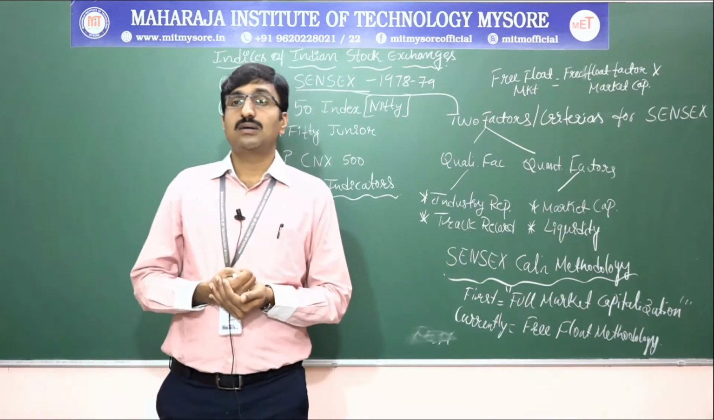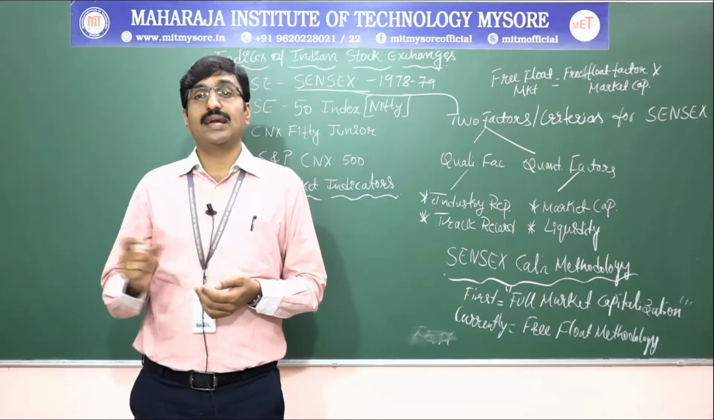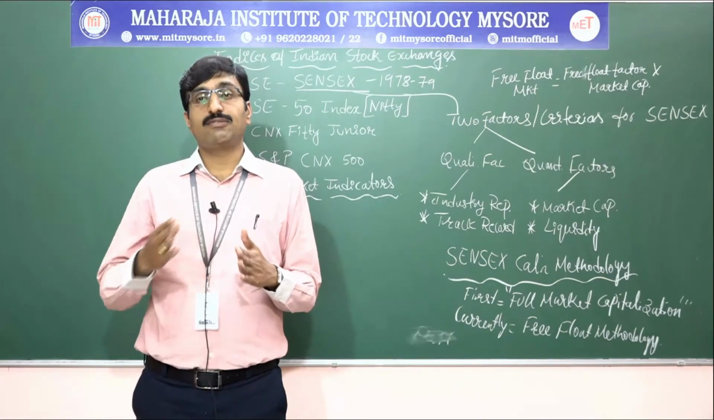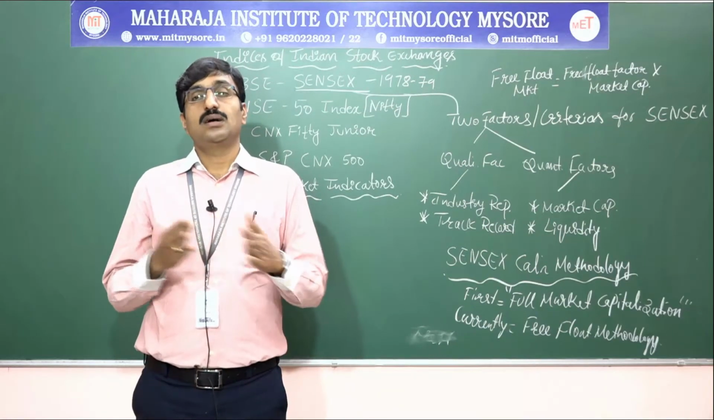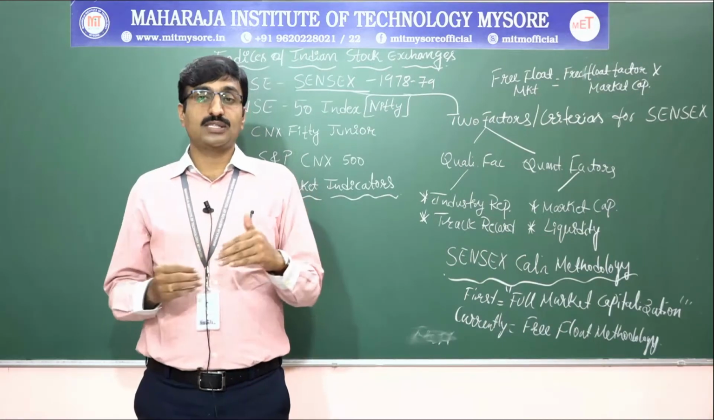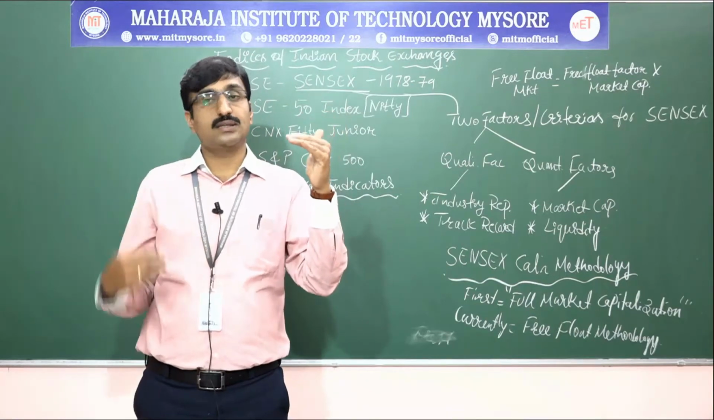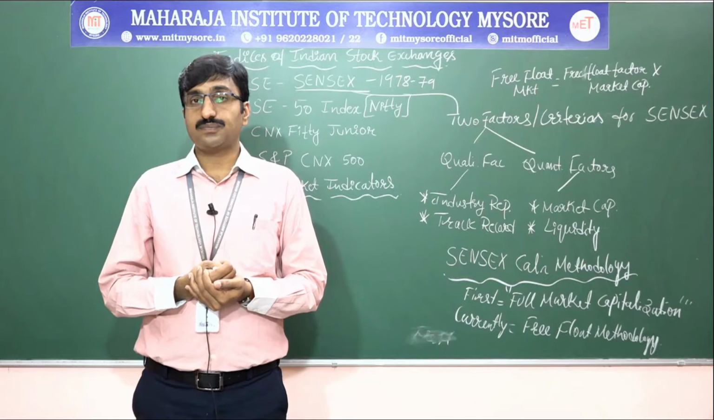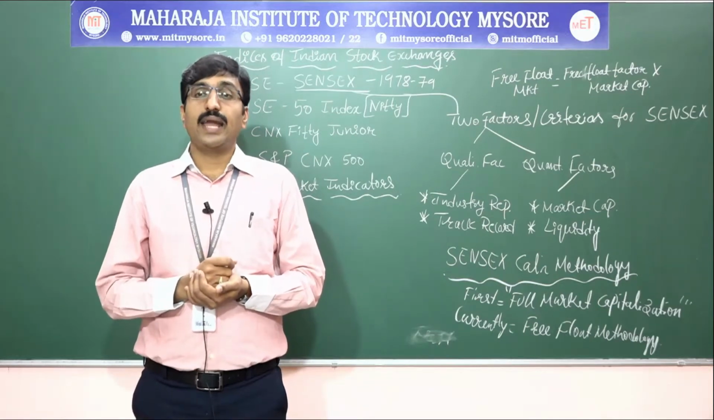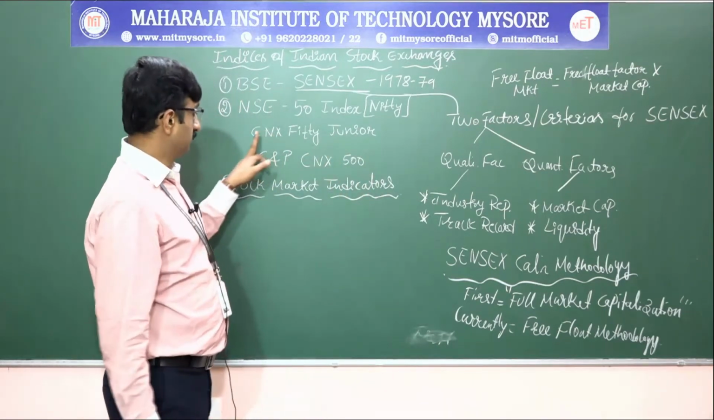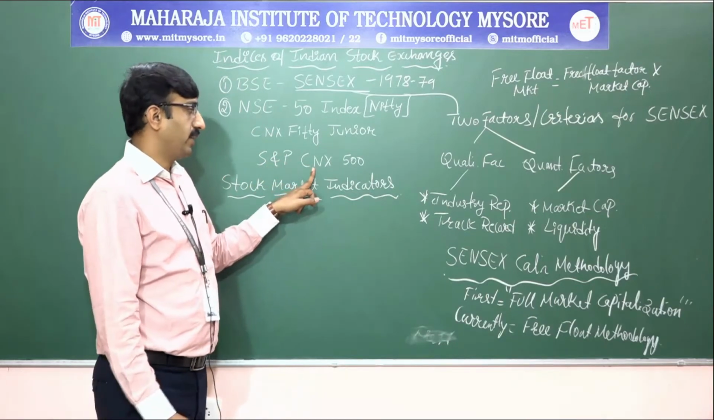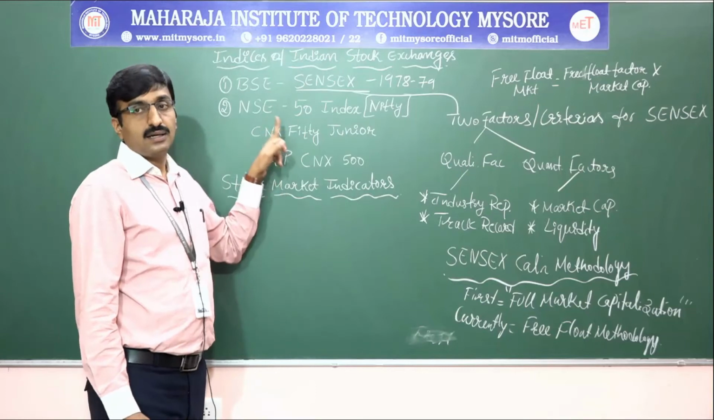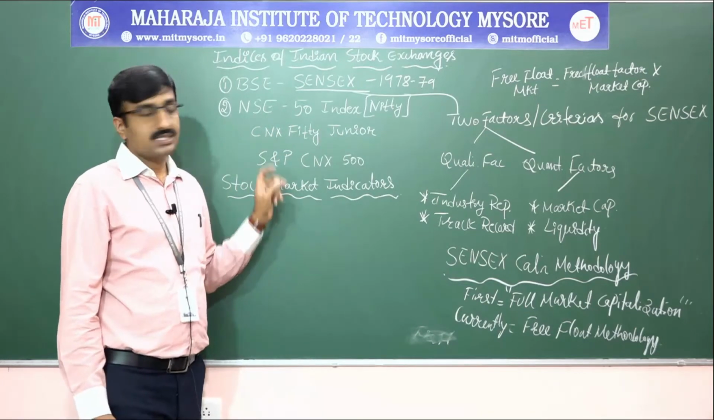CRISIL has a strategic alliance with Standard and Poor's Rating Services. So here the Sensex and Nifty will be considered in terms of Standard and Poor. Standard represents the high and the poor is the below one. So rating services will be given. Hence, the index is named S&P CNX 500 and CNX Nifty Junior. This is how it is named.